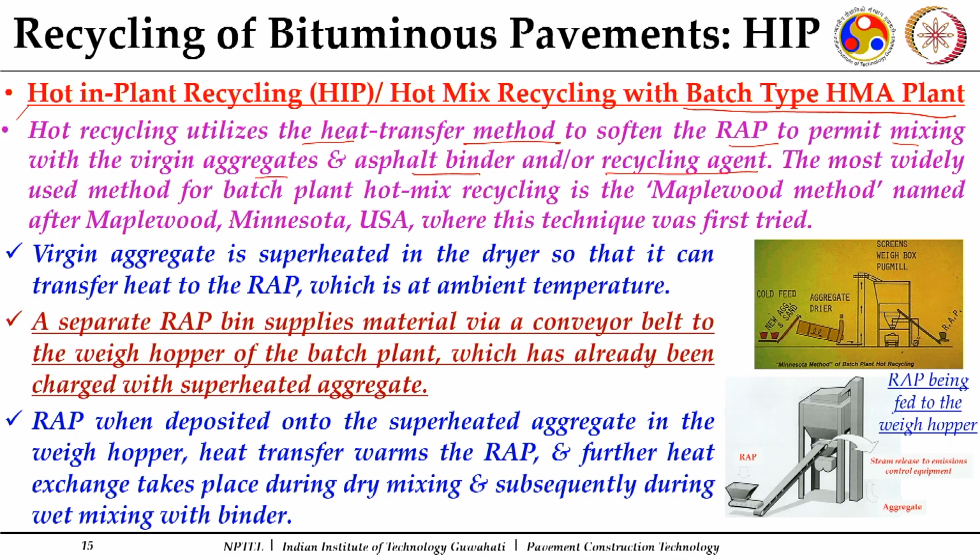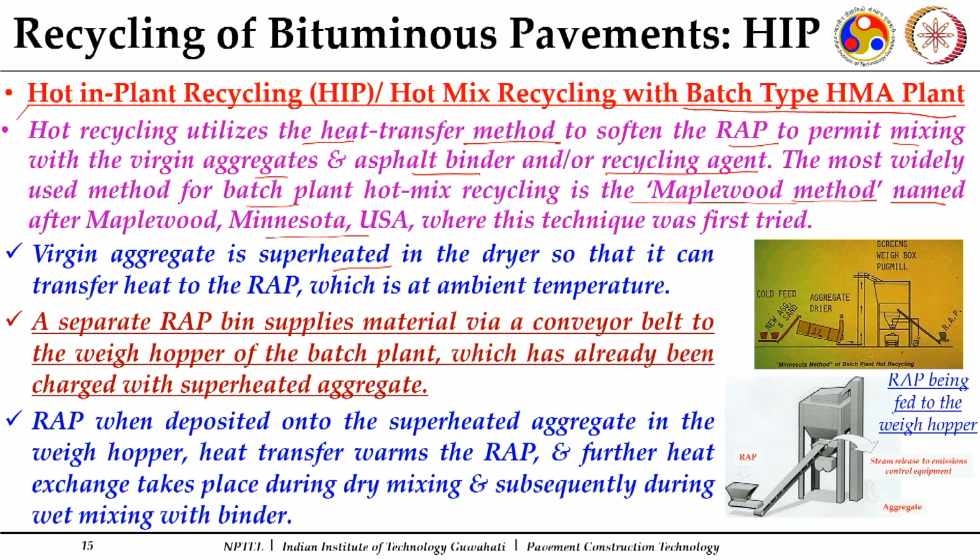The most widely used method, specifically in batch type plants, is the Maplewood method, and this Maplewood method is popular because it was first tried in Maplewood, Minnesota in the USA. That is why it is quite often known as the Maplewood method. And what is specifically done in this Maplewood method is, virgin aggregate is first superheated in the dryer.